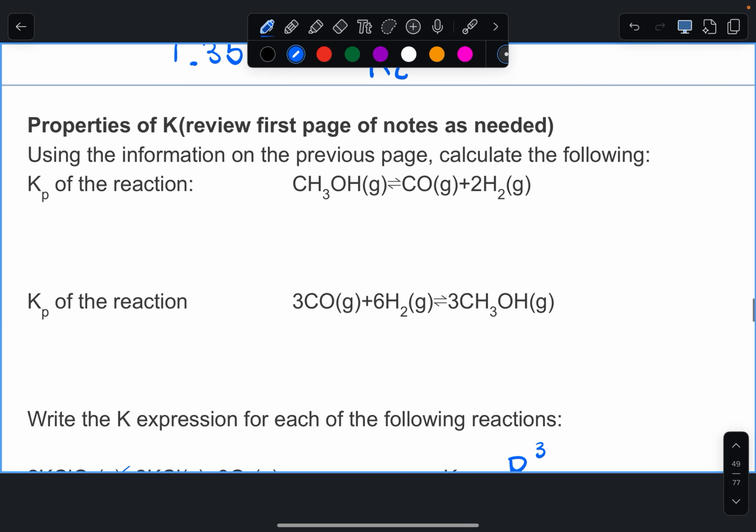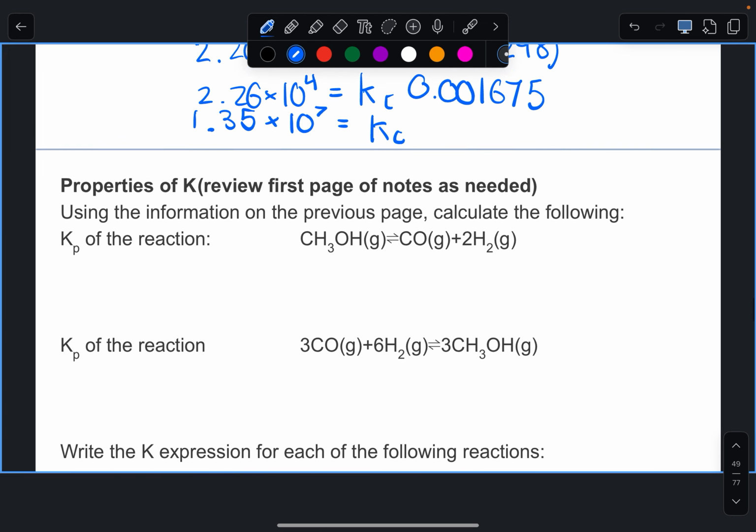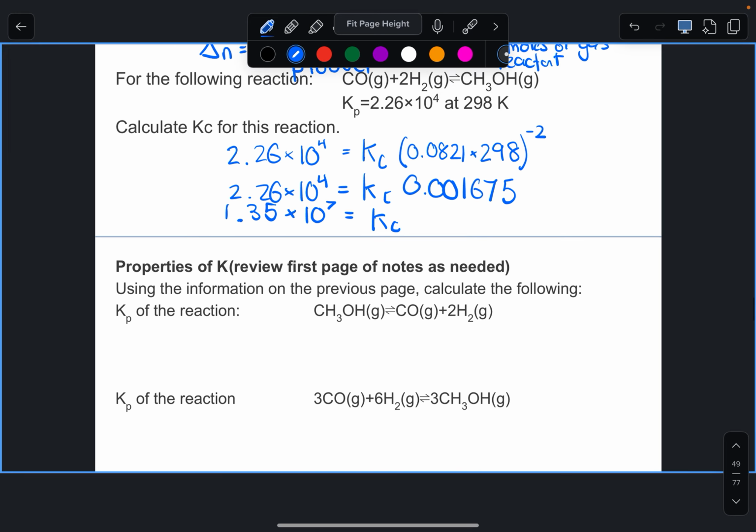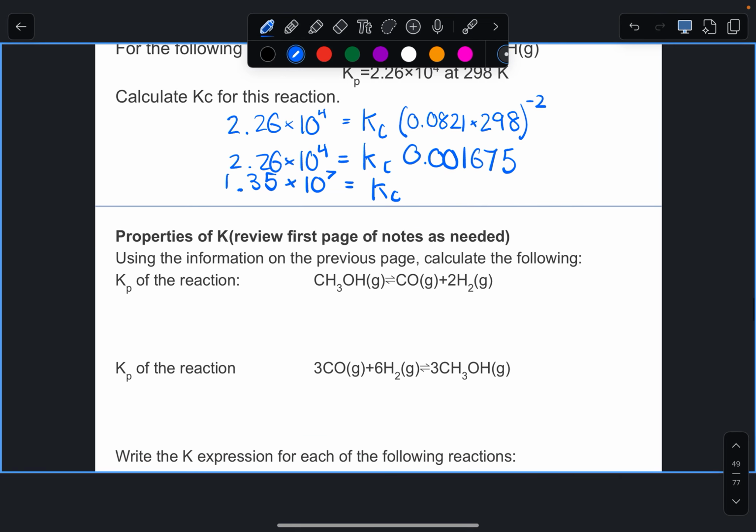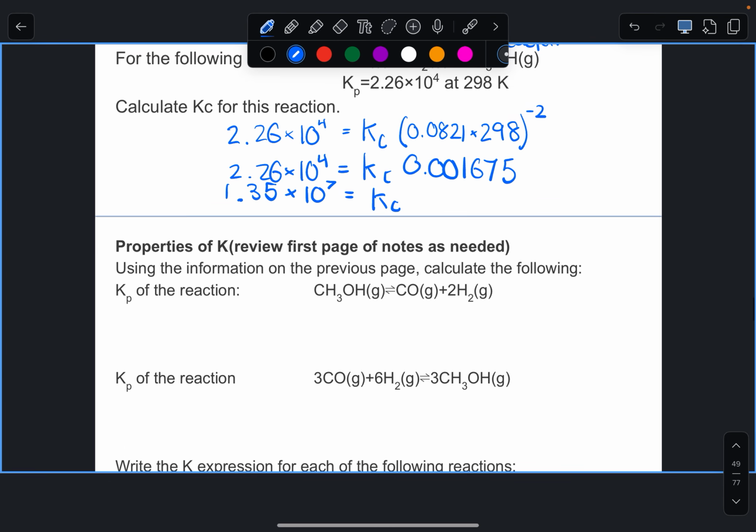Okay, so let's have you do these two last problems. So they're dependent on this one above. Okay, so you've got that equation, CO plus 2H2 goes to CH3OH. You're given the Kp. And then I want you to find out the Kp of these other ones that are a manipulation of those.